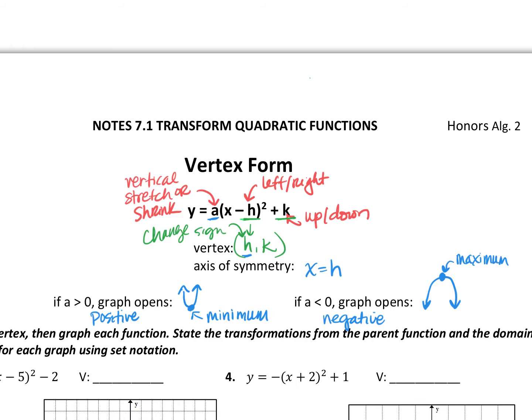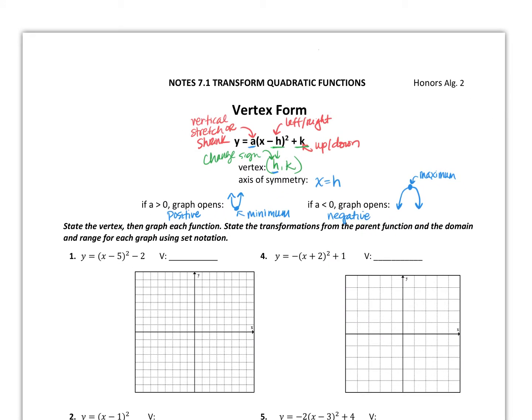Okay, so let's look at the rest of our paper and see what it is we're going to be doing today. So let's break down our instructions for a moment. It says state the vertex, then graph each function, state transformations from the parent function and the domain and range for each in set notation. All right. So let's first go through all of these and just do the vertex. You'll see how handy the vertex form is.